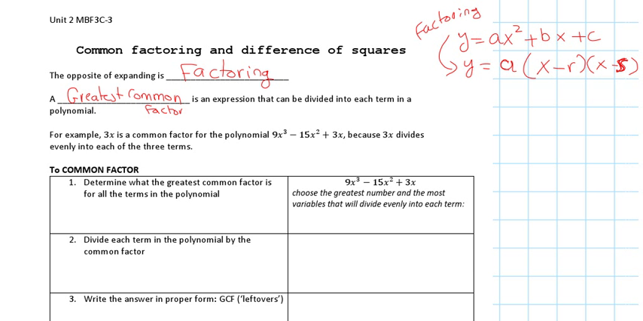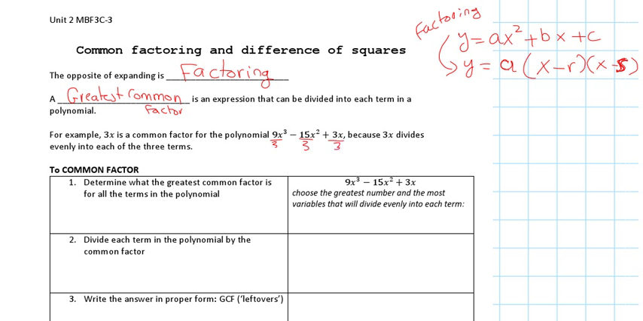In this case, I have a trinomial: 9x cubed minus 15x squared plus 3x. If you're looking at all these three terms, looking at your numbers, you have 9, you have 15, and you have 3. What number can you divide each term by? 3, right? Each term is divisible by 3. 9 is divisible by 3, 15 is divisible by 3, and 3 is divisible by 3.